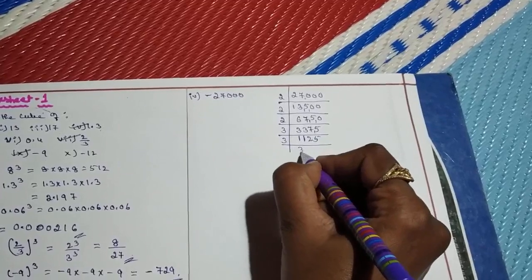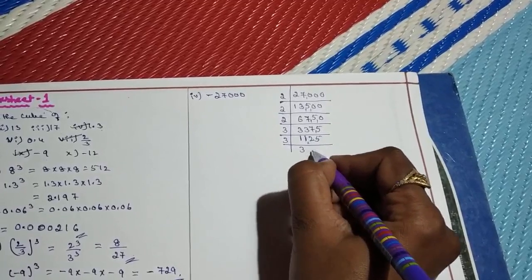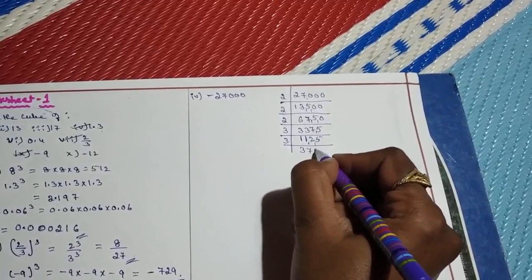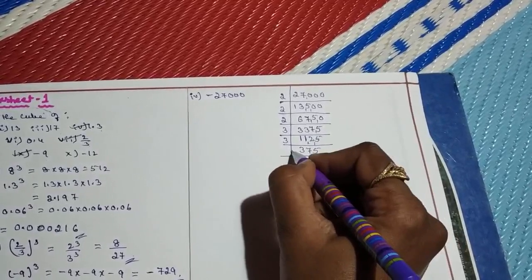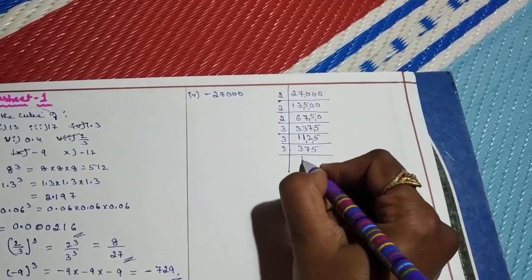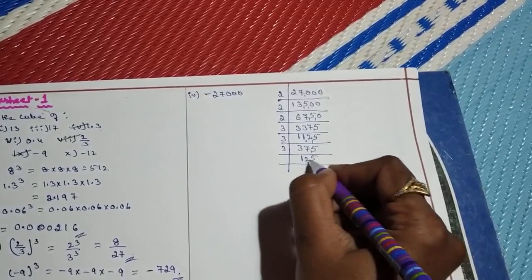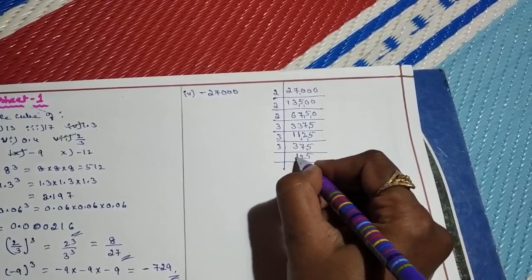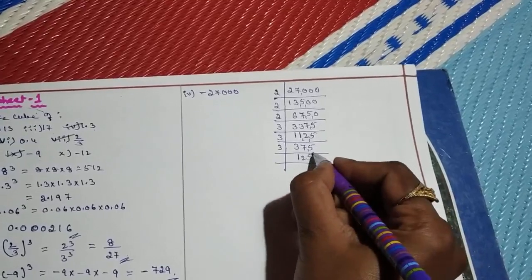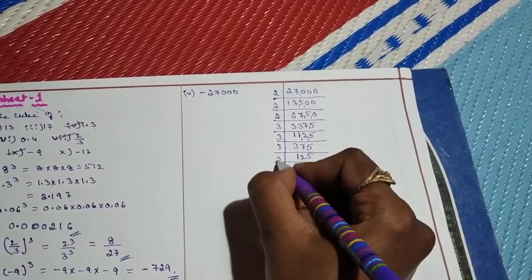3 3s are 9, 10, 11, 2 remains. 3 7s are 21, 1 remains. 3 5s are 15. The next 3 1s are 3, 3 2s are 6, 1 remains. 3 5s are 15. Hope 5 plus 2 is 7 plus 1 is 8, doesn't come in the 3 table, ending with 5, so I'll go with the factor 5.